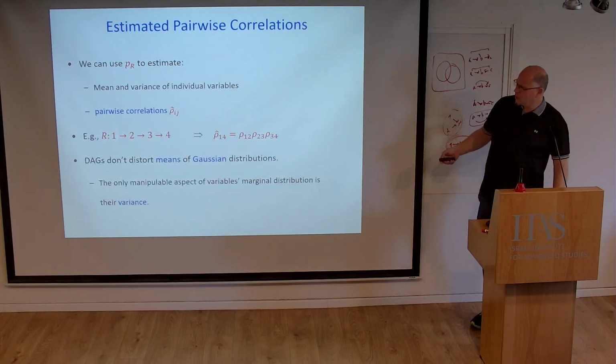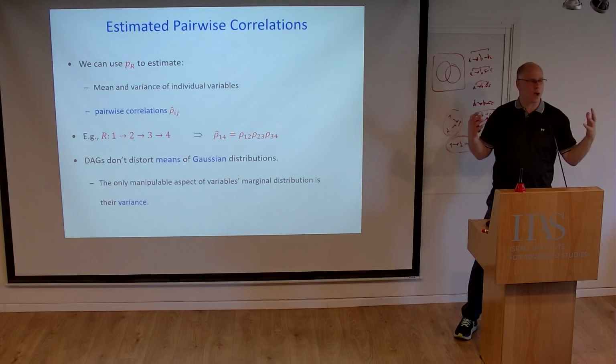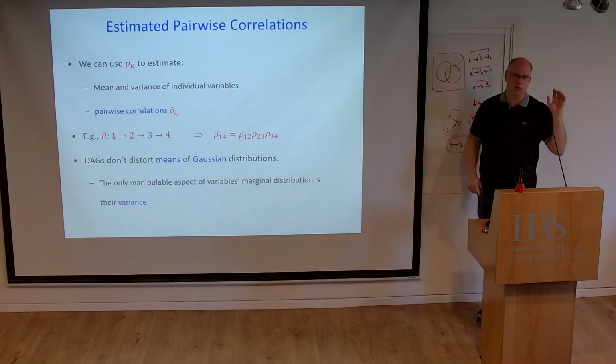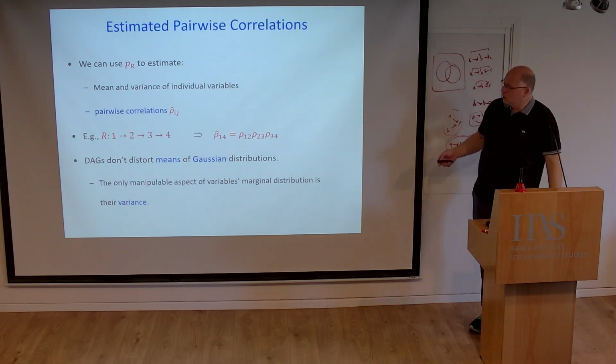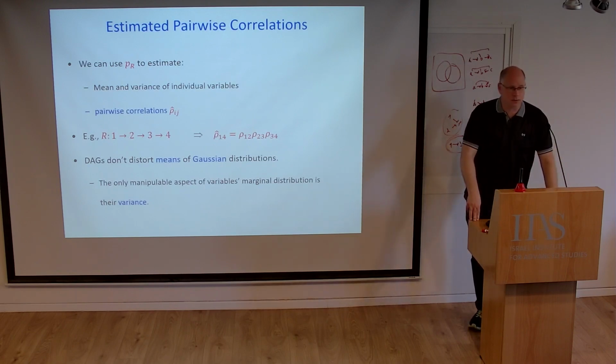The DAGs will never distort the means of Gaussian distributions. You get that for free. So when you ask the question of whether the DAG model will distort marginals, well, it could distort means and it could distort variances, but it won't distort the means. So the means are not going to be distorted. However, a wrong DAG can distort the variances of individual variables.